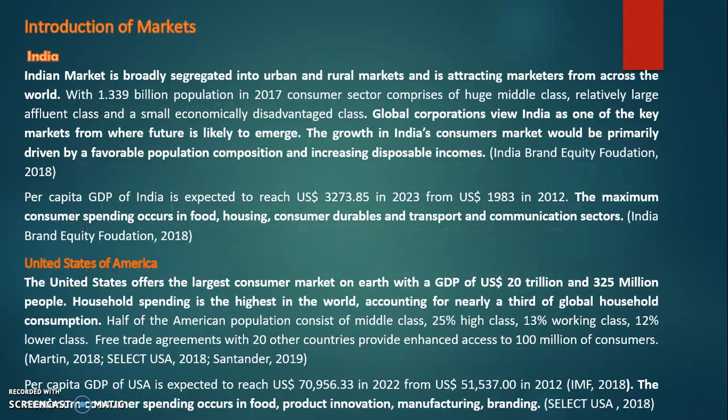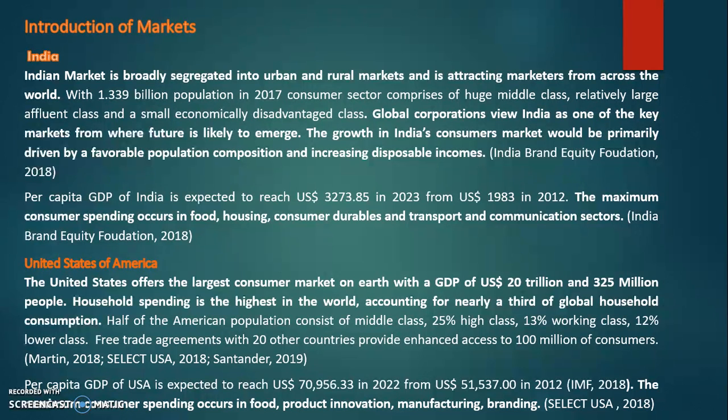Introduction of markets. India. The Indian market is broadly segregated into urban and rural markets and is attracting marketers from across the world. Global corporations view India as one of the key markets from where the future is likely to emerge. The growth in India's consumer market would be primarily driven by favorable population composition and increasing disposable income. The maximum consumer spending occurs in food, housing, consumer durables, and transport and communication sectors.